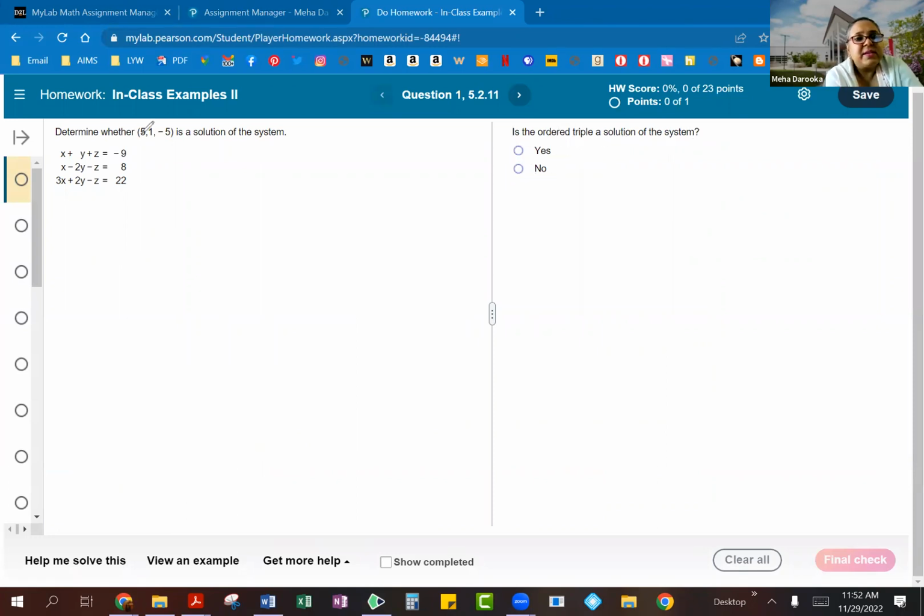So let's take a look here. Remember, your ordered triple is 5, 1, -5. Of course, it's in alphabetical order, so this is x, this is y, and this is z. You're going to check each of the equations and see if it satisfies that equation or not. So let's start with the first one. You have x plus y plus z equals -9. When you replace your x, y, and z, do we get a true statement or a false statement for that first one?